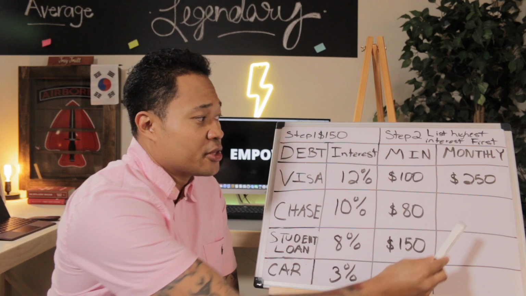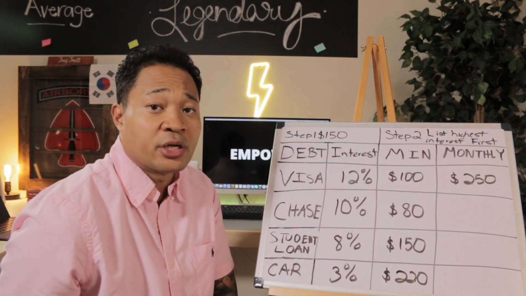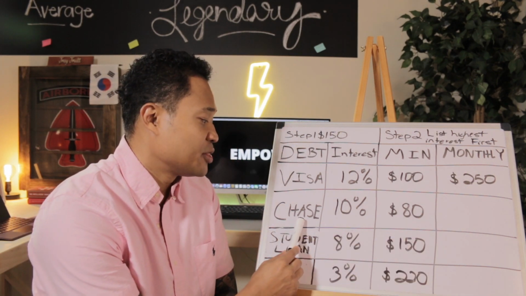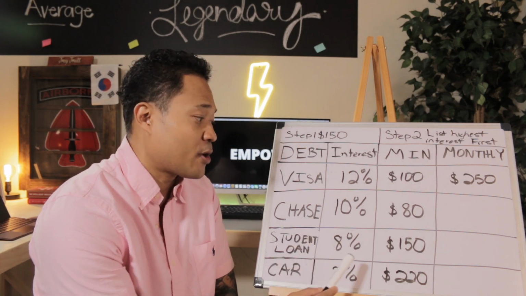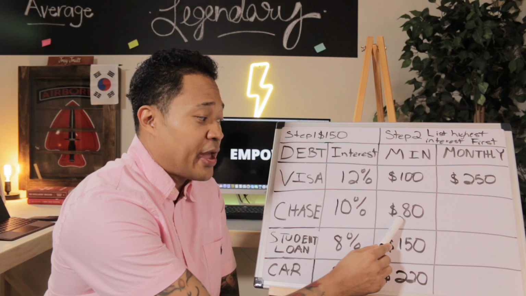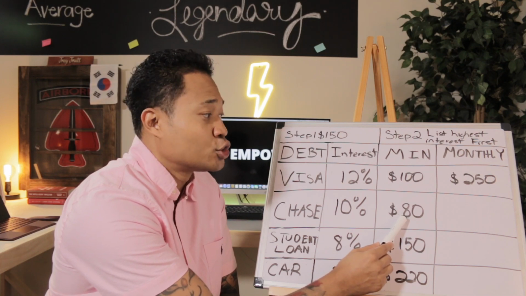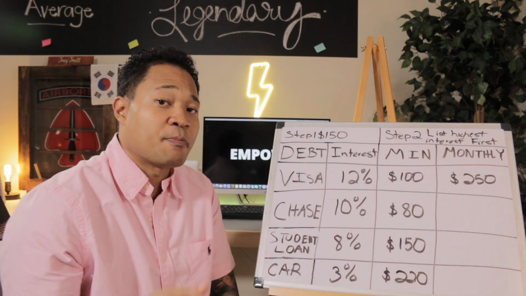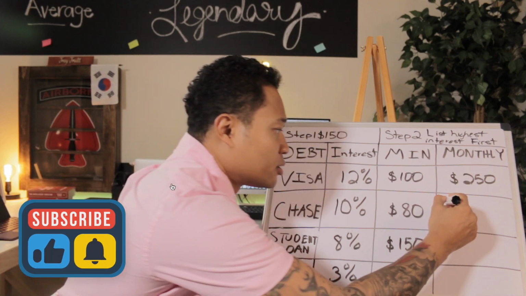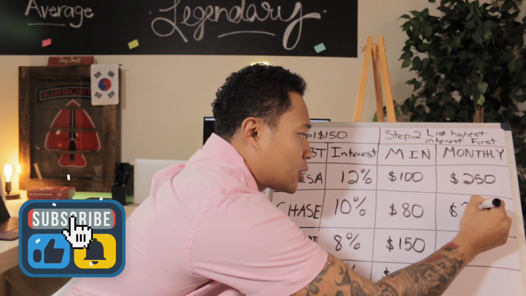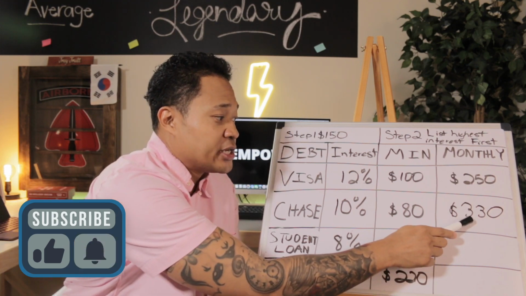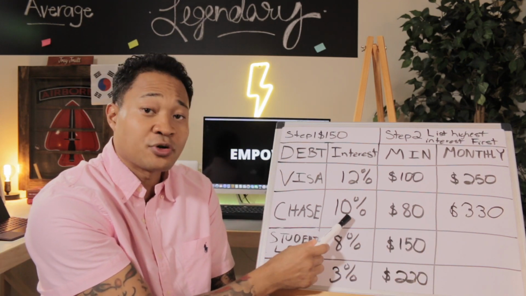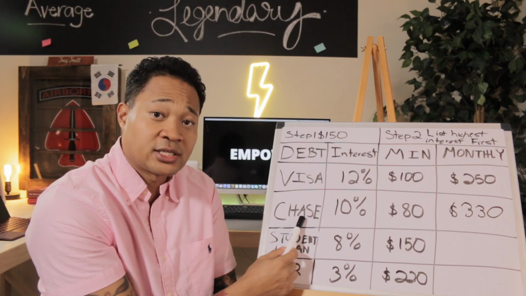So you take the amount that you were paying on that one and you apply it to the next debt, which is a 10% interest Chase credit card, all right? So you add what you were paying for your minimum payment towards the $250 that you used to pay off the first debt, $330. The $330 is now going to apply to the 10% on your Chase credit card.